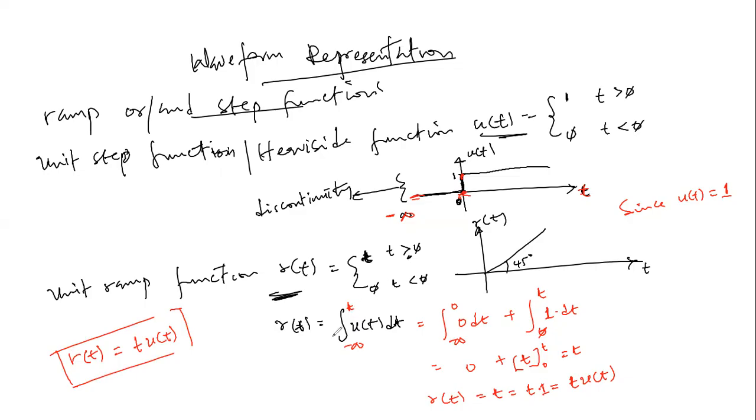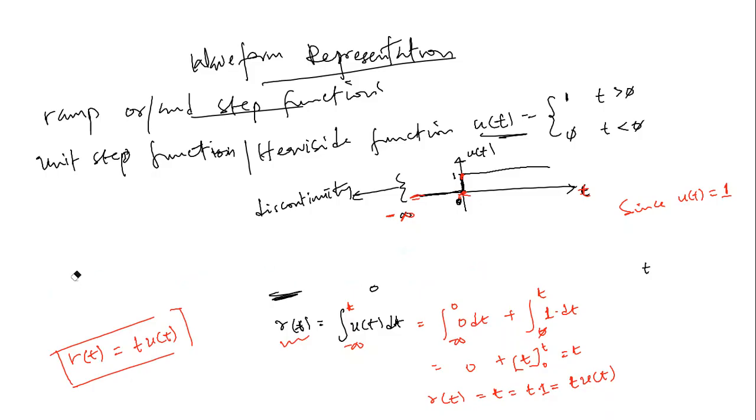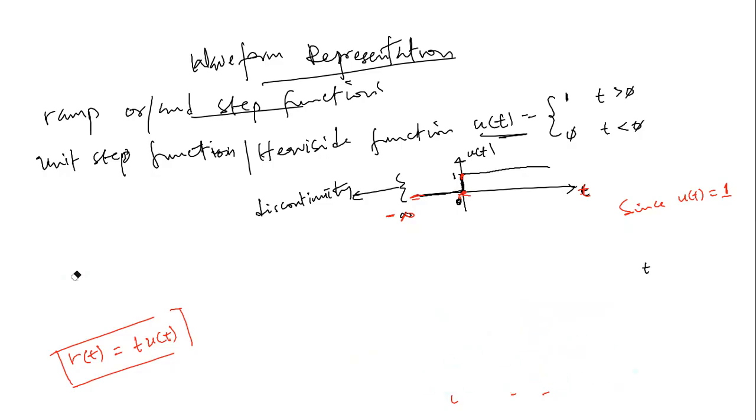Since we are able to integrate u of t to deduce r of t, if we differentiate r of t, then we get u of t. There's one more thing worth mentioning here: the unit step function. We just talked about time shifting, right?